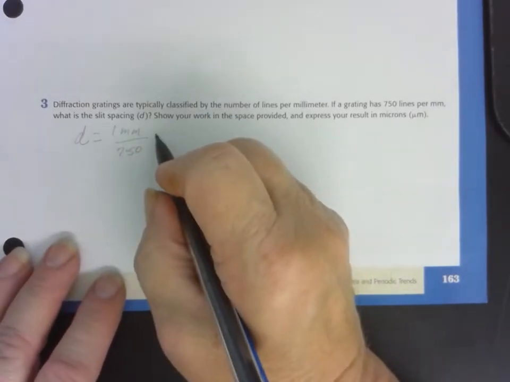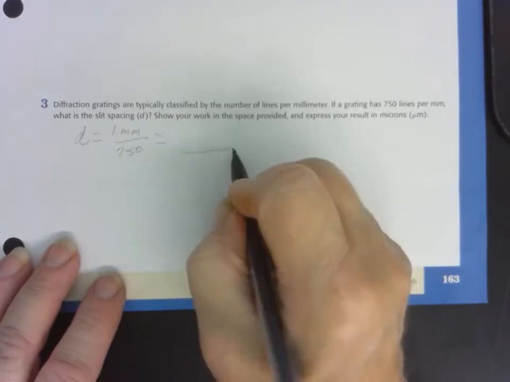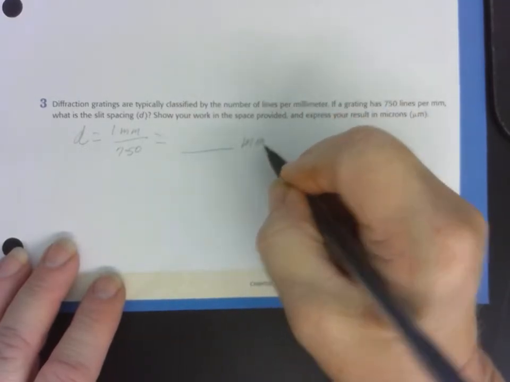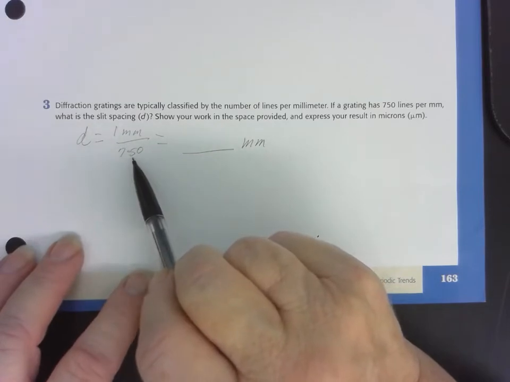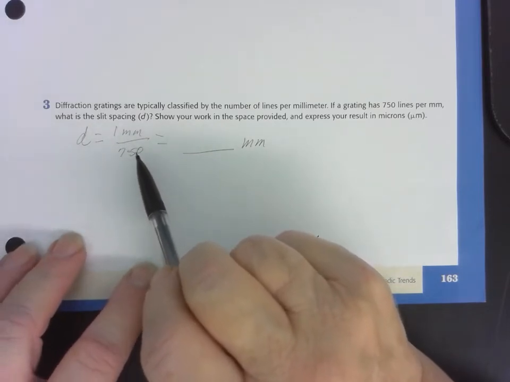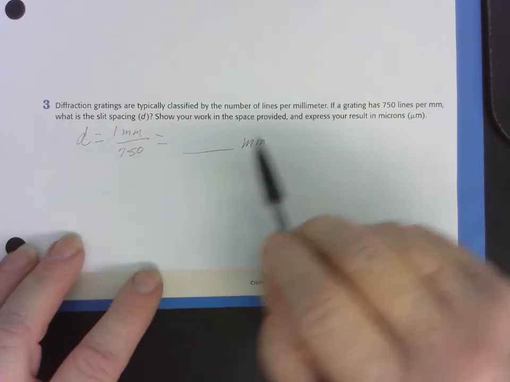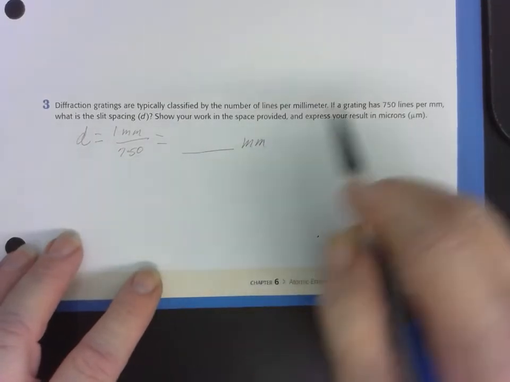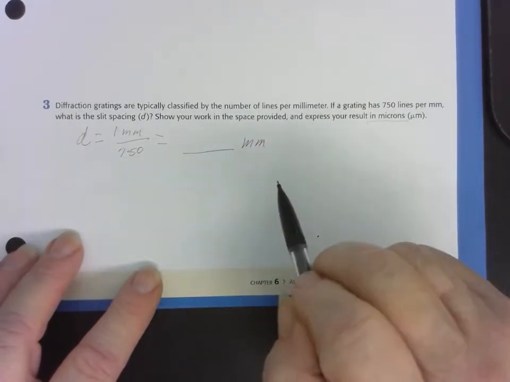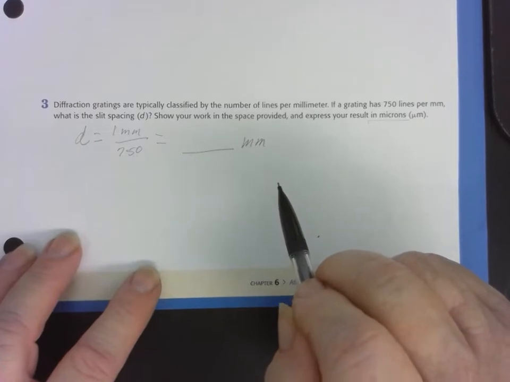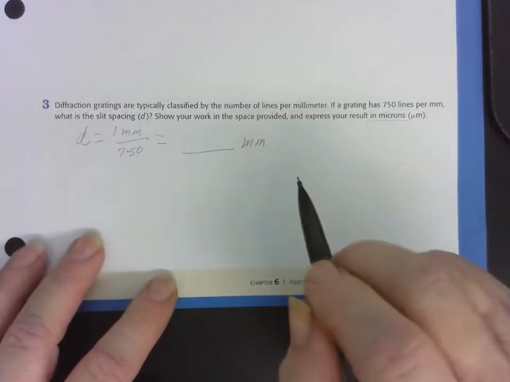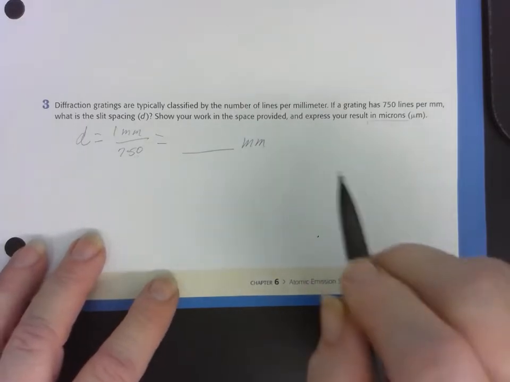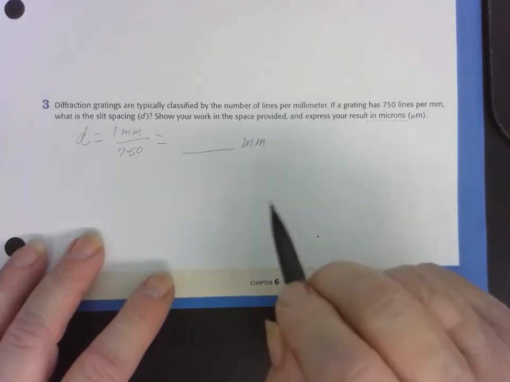And so that's going to give us a number in millimeters. So you can solve that. Take 1 millimeter and divide it by 750 individual lines. And that's our little d. Once you get that number, though, it asks us to express our result in microns. So we need to change that to microns. We can go through meters to do that. That's the longer way. If you know a shorter way, that's fine. There is a shorter way.